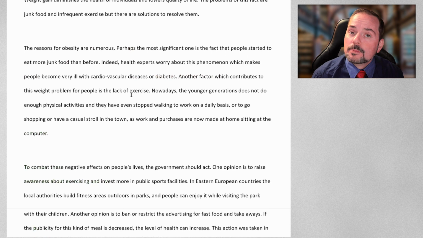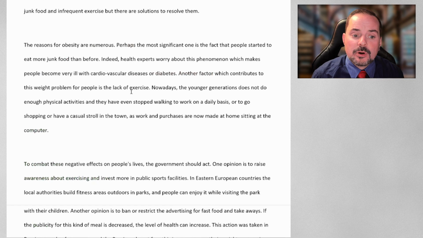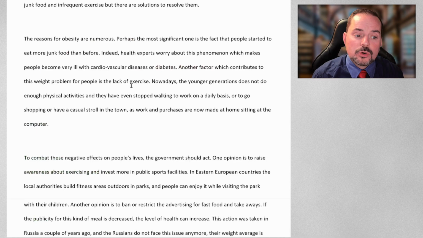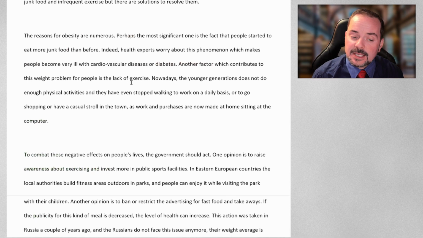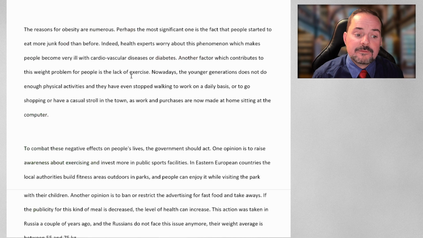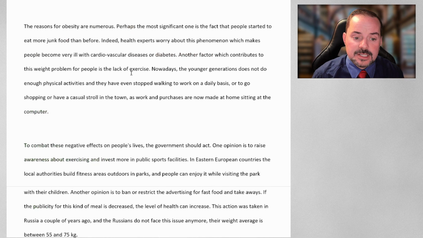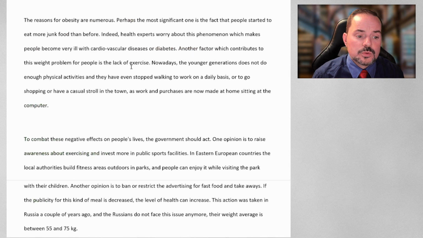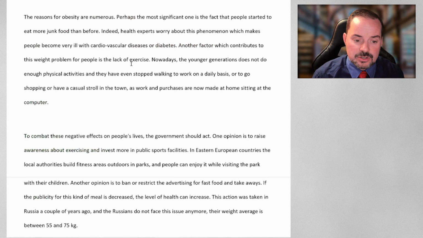The reasons for obesity are numerous. Perhaps the most significant one is the fact that people started to eat more junk food than before. Indeed, health experts worry about this phenomenon, which makes people become very ill with cardiovascular disease or diabetes. Another factor which contributes to this weight problem for people is the lack of exercise.